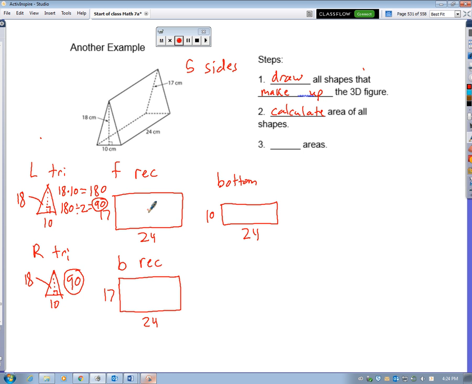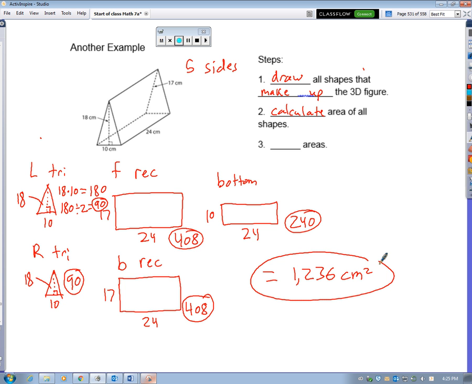Let's find the area of these rectangles. 17 times 24 is going to give me 408. This one also is going to be 408. And then this rectangle over here, 10 times 24, is going to get me 240. Circle that. Now I have my 5 areas here, and I just need to add those up. And when you add those all together, you will get 1,236, and these units are centimeters, centimeters to the power of 2.